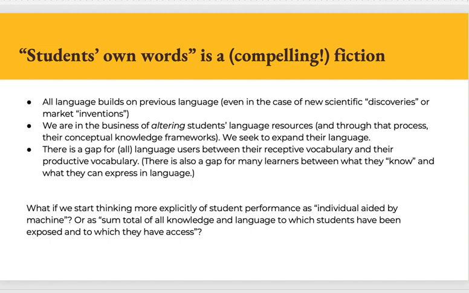What if we start thinking more explicitly about student performance as something like individual aided by machine? Or if we think of student performance as the sum total of all knowledge and language to which they have been exposed and to which they have access in the moment. What if that's a way to understand what a student knows? And clearly what this does is it shakes up the idea that a student must entirely internalize language and knowledge. That's very problematic, and I think that there are big reasons why we might want to resist that. But I do think that ChatGPT encourages us to ask questions like that.